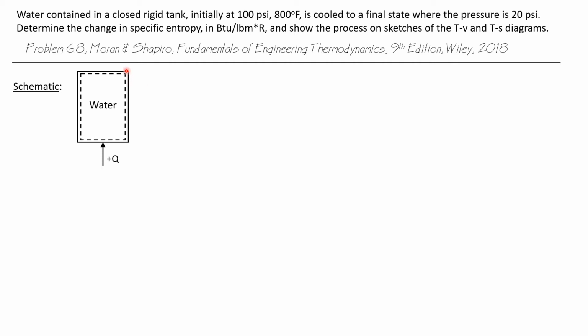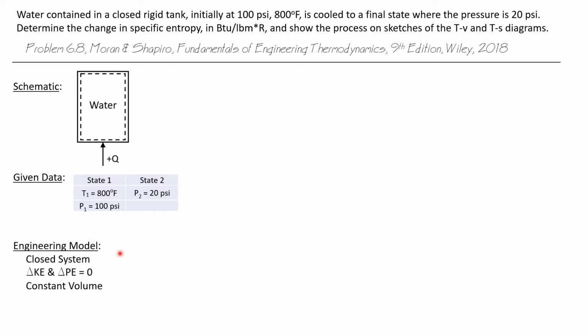We've got a rigid tank filled with water, and we'll draw our system boundary around the water molecules. We'll take that as our system. And our given data for this is that state 1 is at 800 degrees Fahrenheit and 100 psi, and state 2 is at 20 psi. So this is a cooling process.